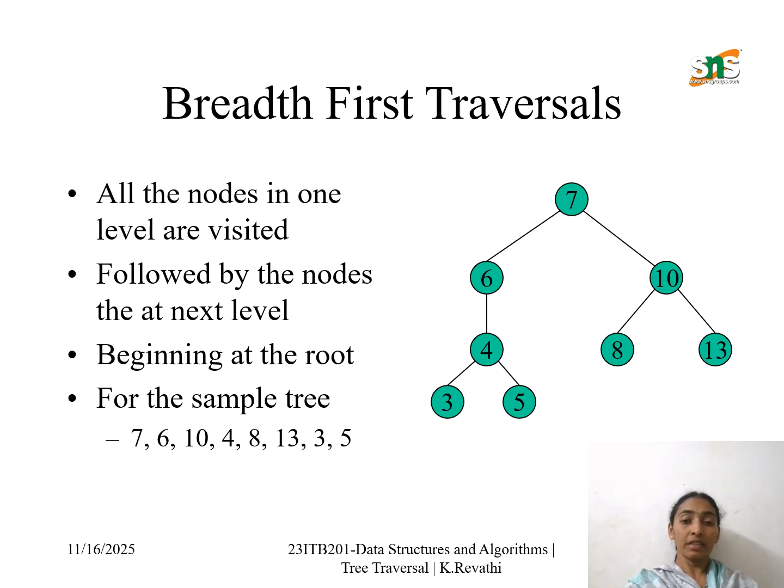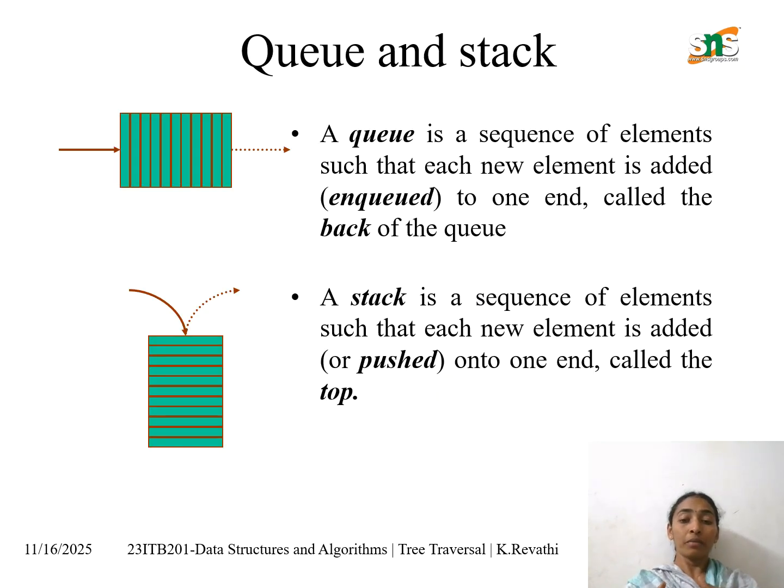Actually, breadth first search follows the concept of a queue. Already we know that a queue follows first in, first out. Here the 7 is inserted in the queue first, so it will be visited first. Likewise, it will follow the same logic up to 3 and 5. 3 and 5 are the leaf nodes, which are visited last.